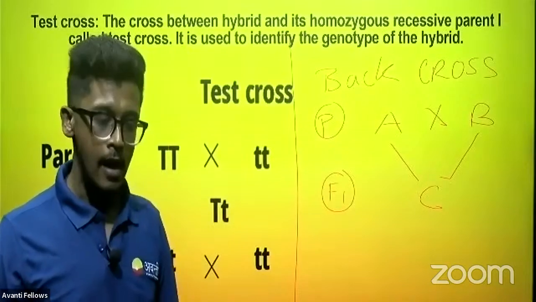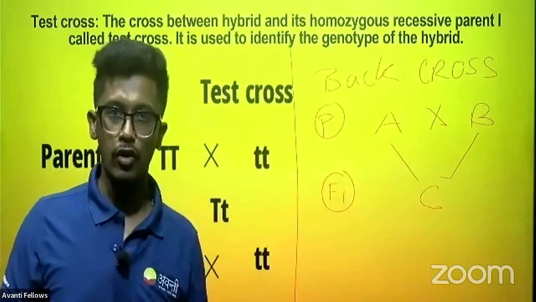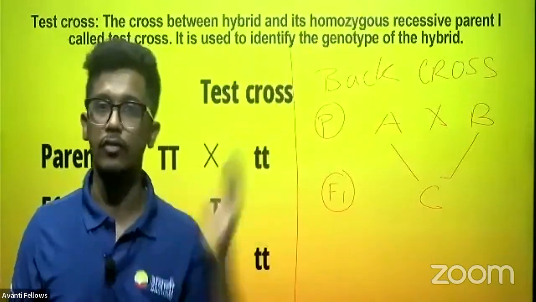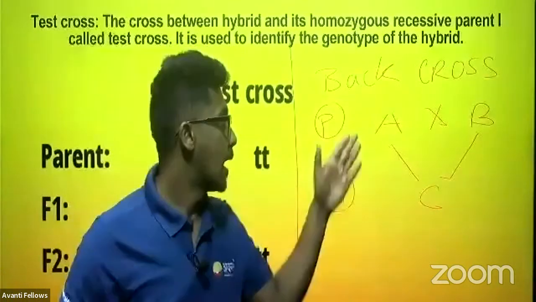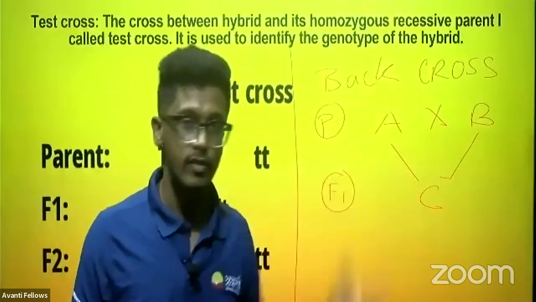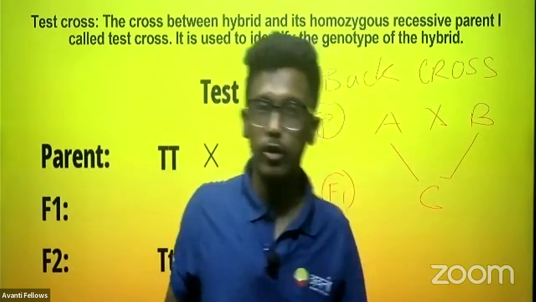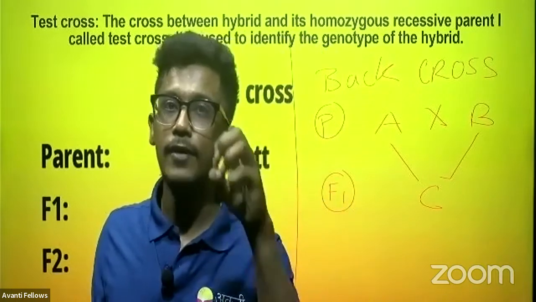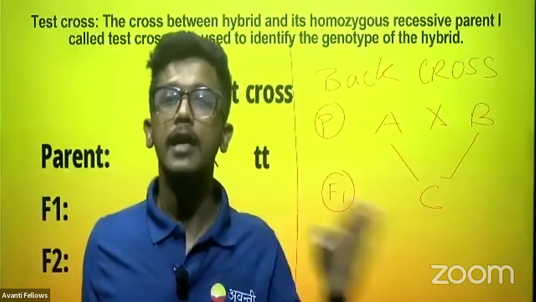You understand? I take an F1 generation, a child, and I cross it with a parent, irrespective of what nature the parent is. It can be a tall plant, it can be a dwarf plant. I don't mind. I just cross it. This is called a back cross. In a back cross, you cannot draw any significant results, unless you differentiate the back cross.